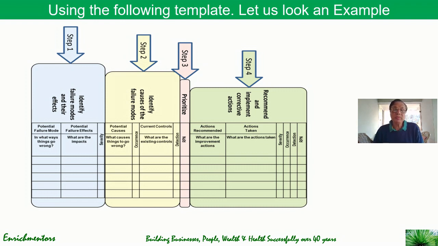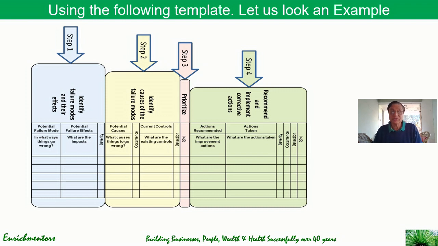So step one would be to identify the failure modes and their effects, in terms of in what ways things can go wrong. That can be the question posed to the team, and then brainstorming is done to identify the things that can go wrong and populate them in this first step. Then we ask what the potential failure effects are: if those things do go wrong, what is the impact, how will they affect it? And finally, we look at how we rate them on the scale that we had discussed earlier.